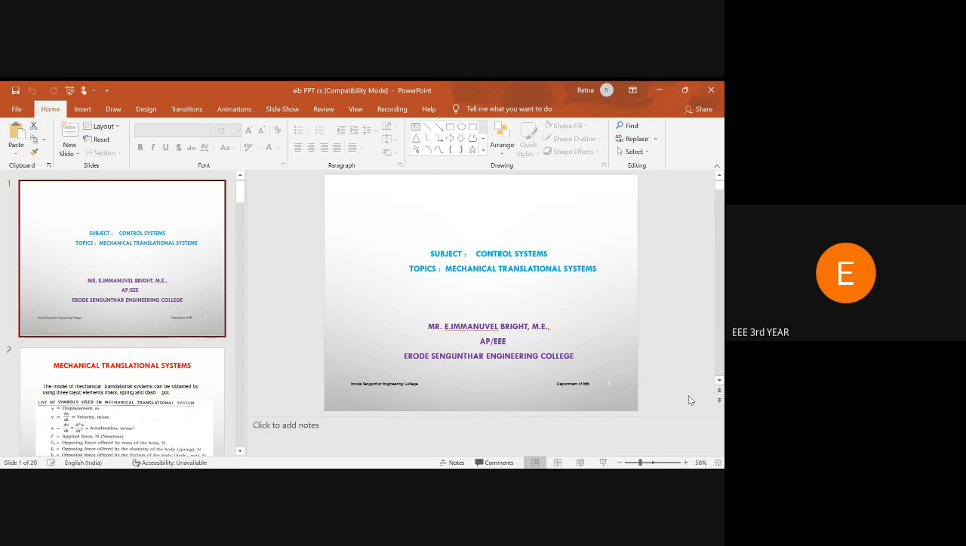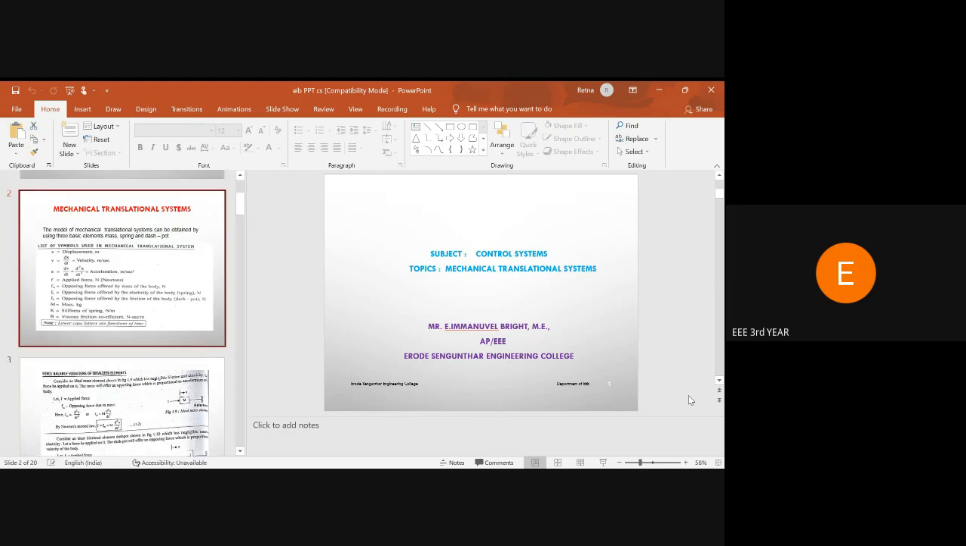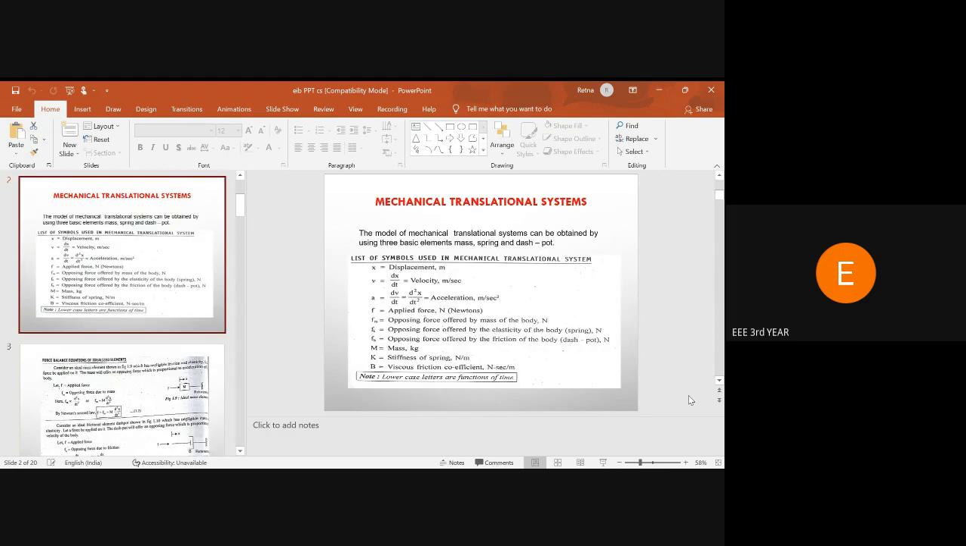Mechanical systems are classified into two categories. One is the mechanical translational system, another one is the mechanical rotational system. Mechanical translational systems are related to force and translational motion. Mechanical rotational systems are related to torque and angular motion.